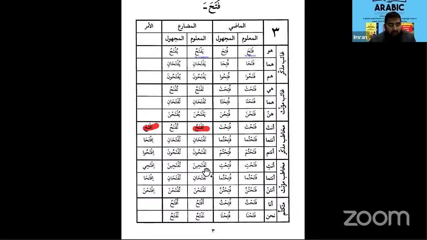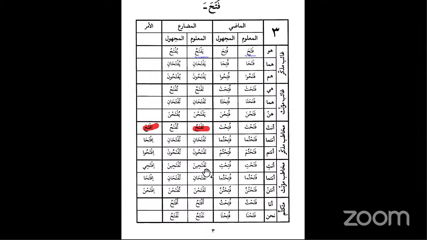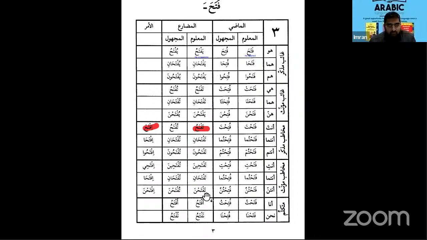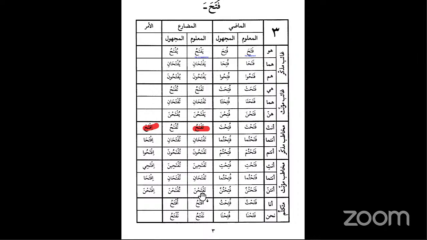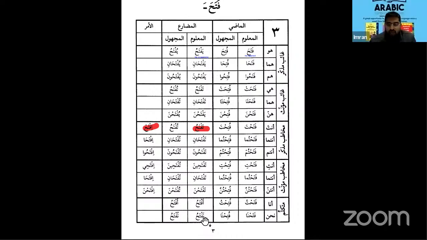No, you, one female. Oh, okay, sorry. One female is opening. Antuma taftahani, two females are opening. Antunna taftahna, you all, females, are opening. Aftahu, I am opening. Naftahu, we are opening. Excellent. Thank you so much.